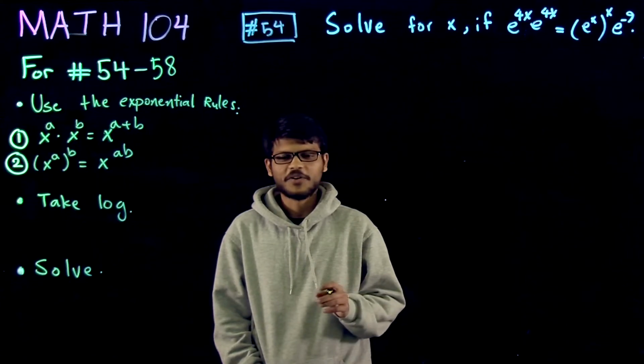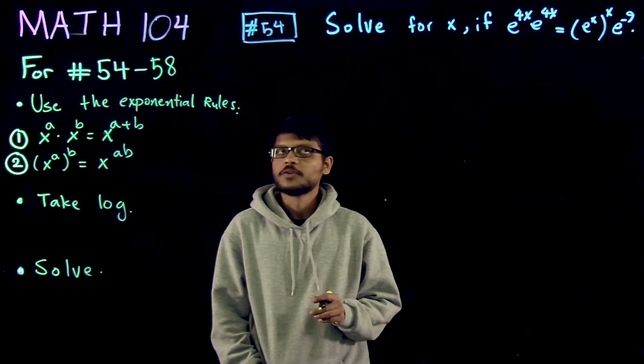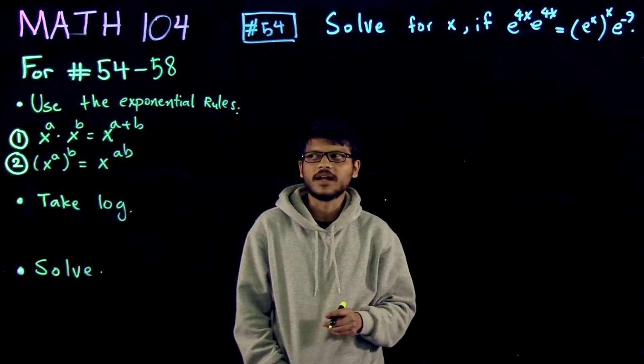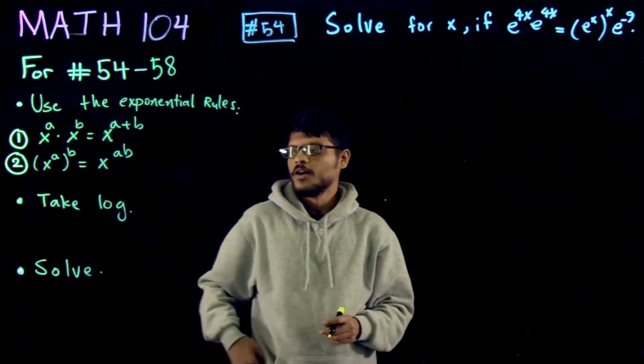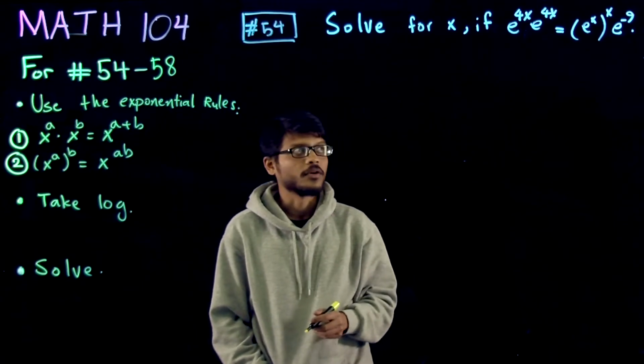So we are continuing with the gateway questions of Math 104. This is problem number 54 out of the problem set 54 to 58. In all these problems, we are going to use these rules which are written over here. So let's start with problem number 54.